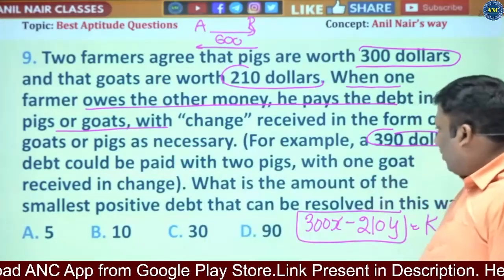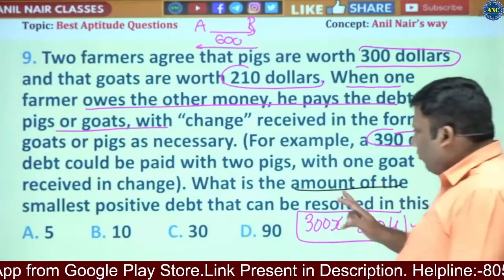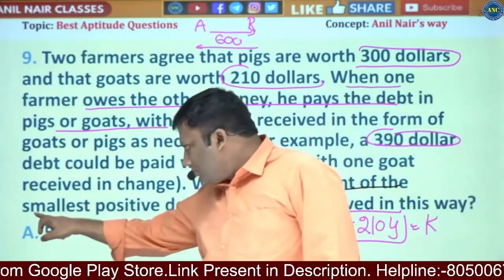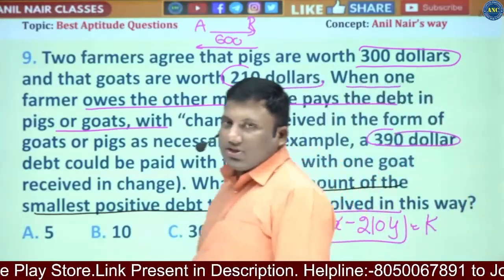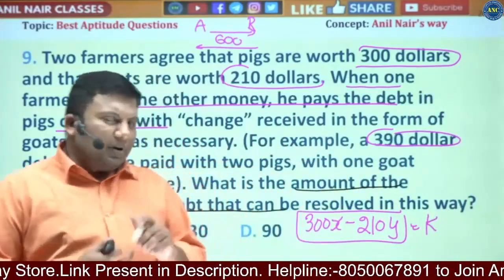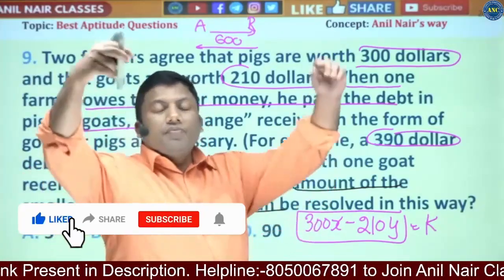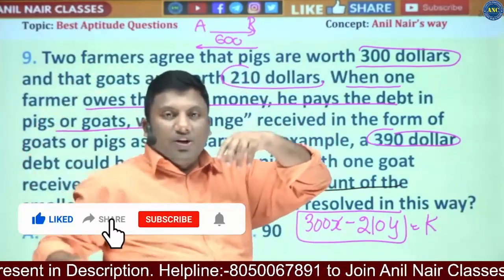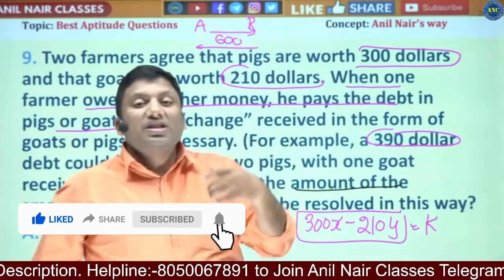First think, what is the amount? Very good question based on algebra, sir. What is the amount of the smallest positive debt that can happen? Listen carefully. Suppose it is 90 rupees: I gave 300 rupees, I got 210. How much is the difference?